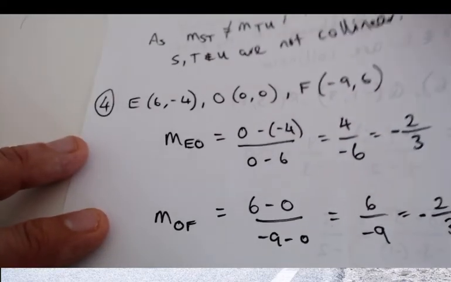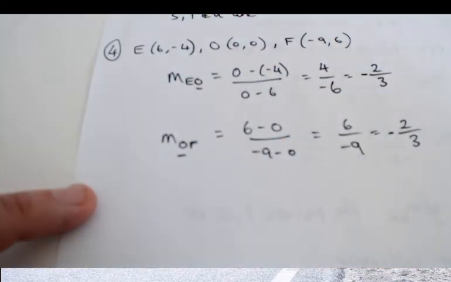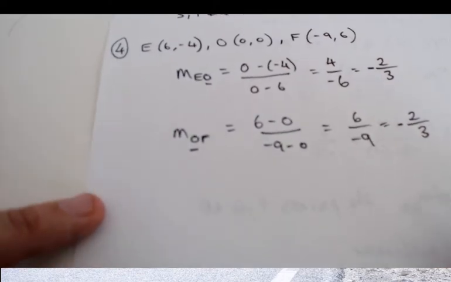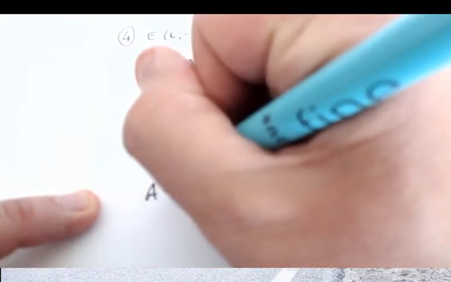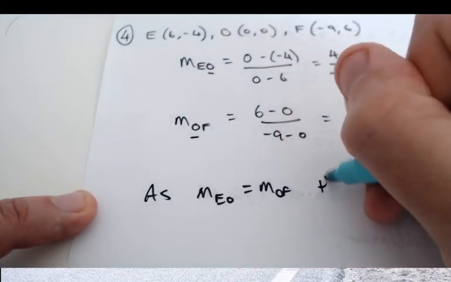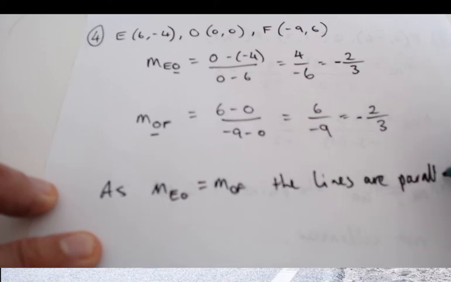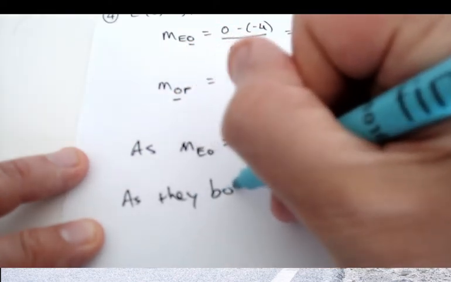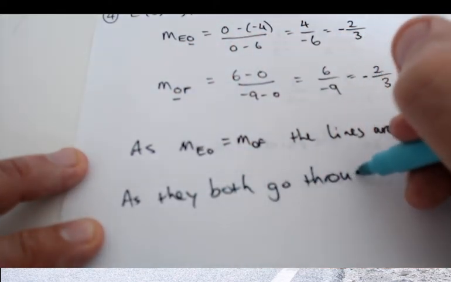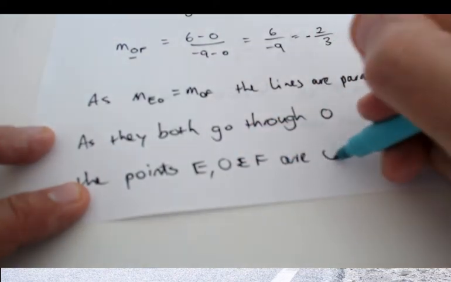Okay, so the gradients are the same, so we're on our way. Do they share a common point? Yes, they do. They both go through the origin, they both go through O. So let's communicate our answer properly. So as the gradients equal each other, the lines are parallel. And then as they both go through O, the points E, O and F are collinear.